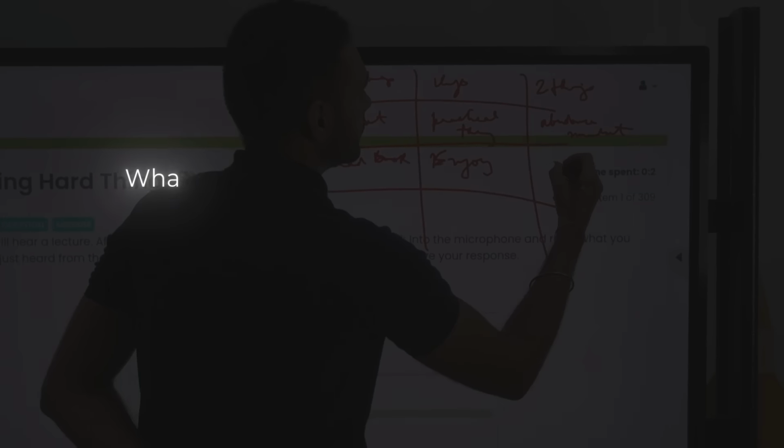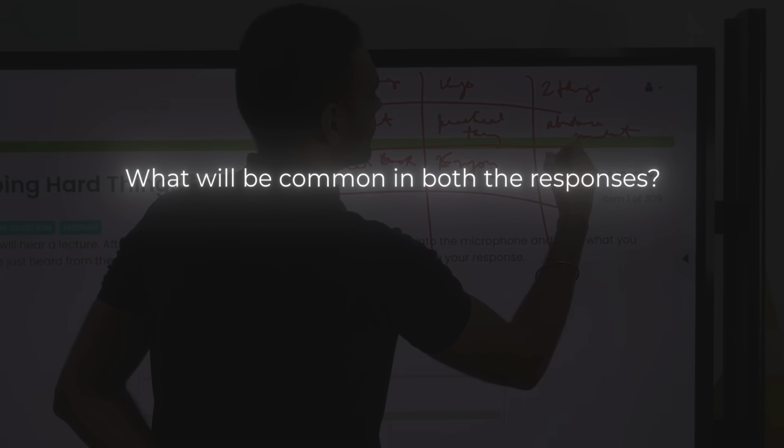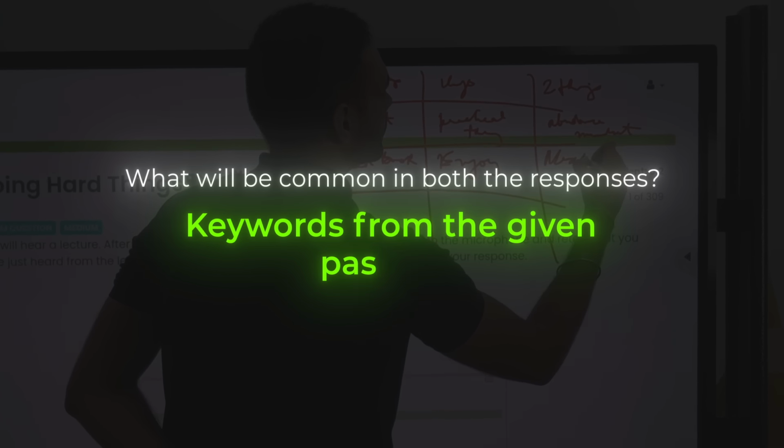All right. You get 4 points for content. Let's say one summary is given to 100 different students, right? And let's say all of them write a perfect summary. No 2 students will write the same answer. If you and me both write the summary of one passage, both of us will have different answers. But what will be common in both the responses are the keywords from the given passage.